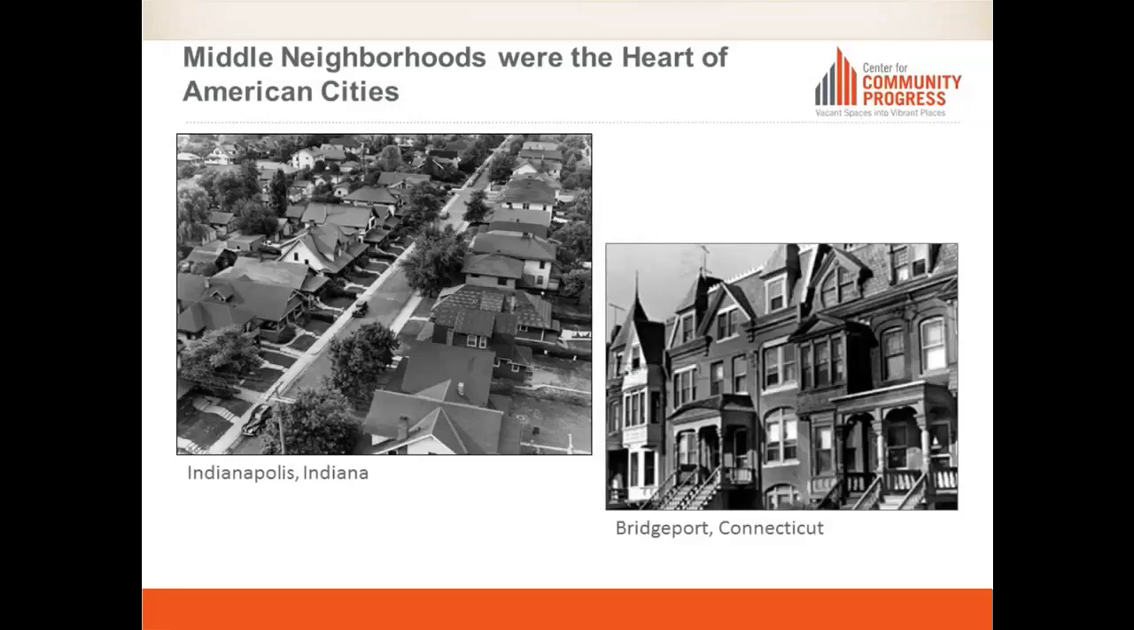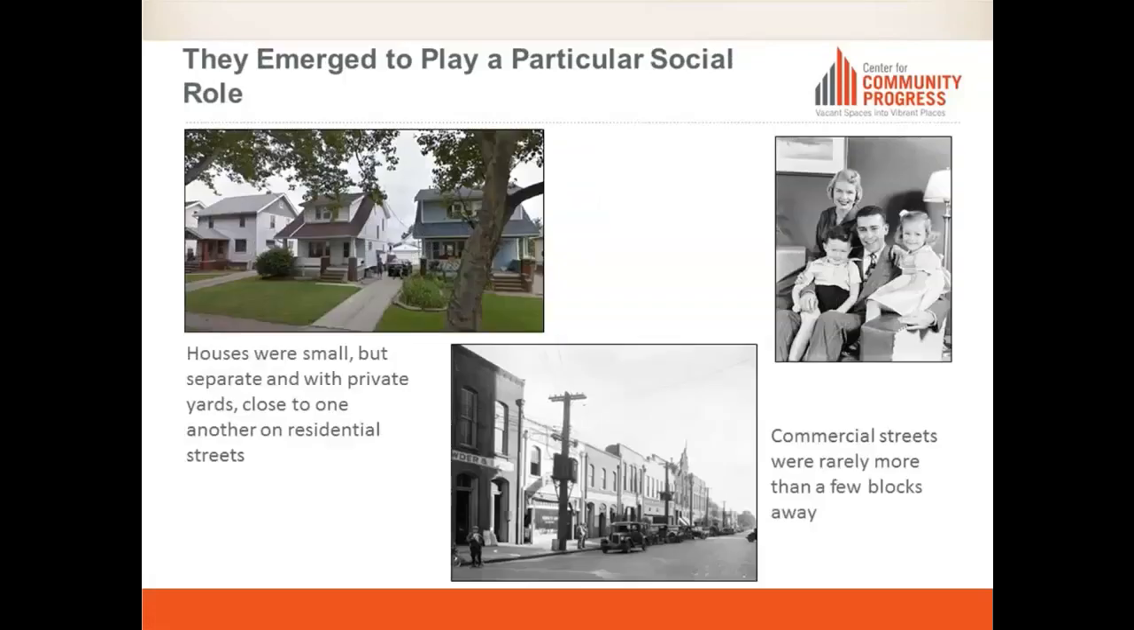Historically, if you look at American cities, these were cities inhabited predominantly by working class and middle class families. And the typical city, whether it was a dense row house city like Bridgeport or a more spread out single family city like Indianapolis, was made up almost entirely of single family neighborhoods, not fancy, not wealthy, but basically designed to serve a middle class and working class population. And these neighborhoods historically made up the majority of America's older cities.